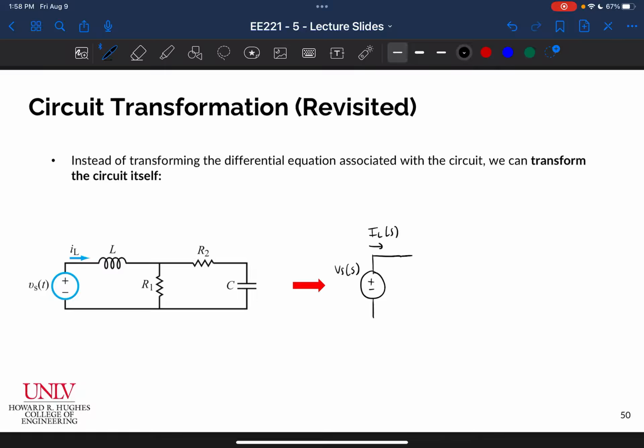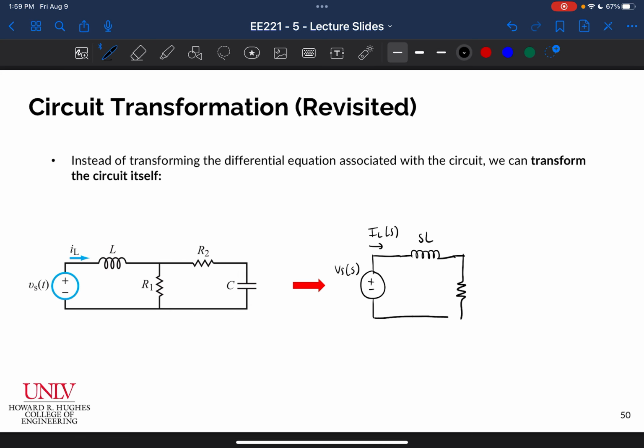And now we would map our inductor. We know that it's going to be SL, and we can either map it with a current source in parallel, or we can map it with a voltage source in series, and both are valid. Both are valid models for the inductor. But if our initial condition is 0, then of course we can just draw it as an inductor, and we don't need to include those sources for the initial conditions.